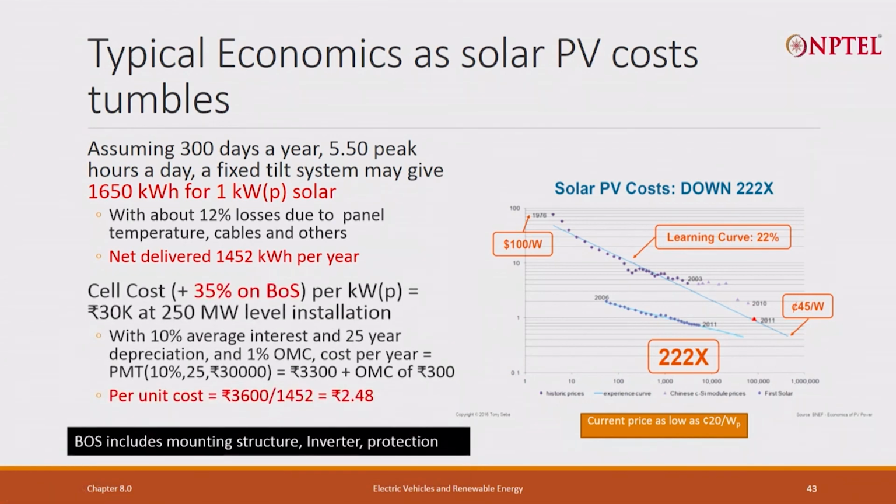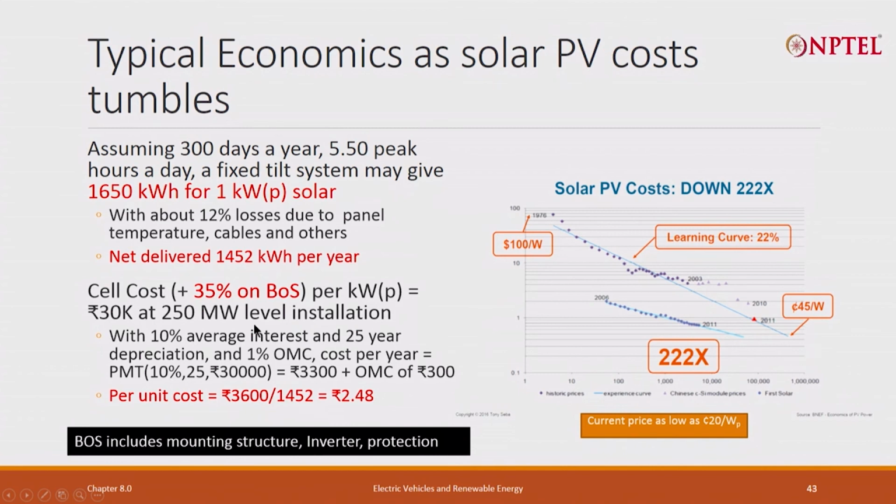Now, it is 1450 kilowatt hour per year, and cell cost plus 35% on the balance of system, not just the solar panel. You have mounting structures, cables, connectors and the DC to AC converter. All of that, if you do a large installation like 250 megawatt, is around 30,000 rupees per kilowatt today. That is the current cost. A small installation like 1 to 10 kilowatt or even 100 kilowatt may cost you more, closer to 40,000 rupees. So, this is the typical cost.